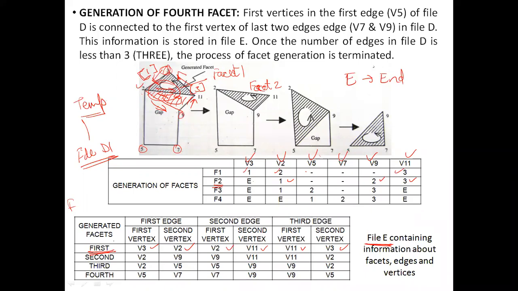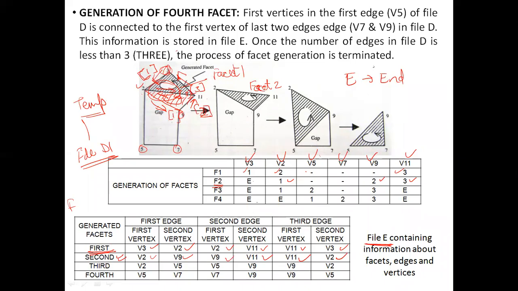Now I have created the second facet. For the second facet, this is my edge 1, which has V2 as the first vertex and V9 as the second vertex. This is my edge 2, which has V9 as the first vertex and V11 as the second vertex. And this is my edge 3, which has V11 and V2 as the first and second vertex. So this is how I filled my second facet.